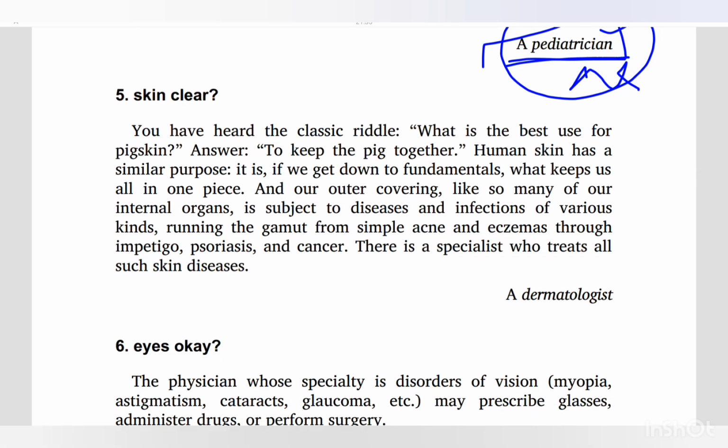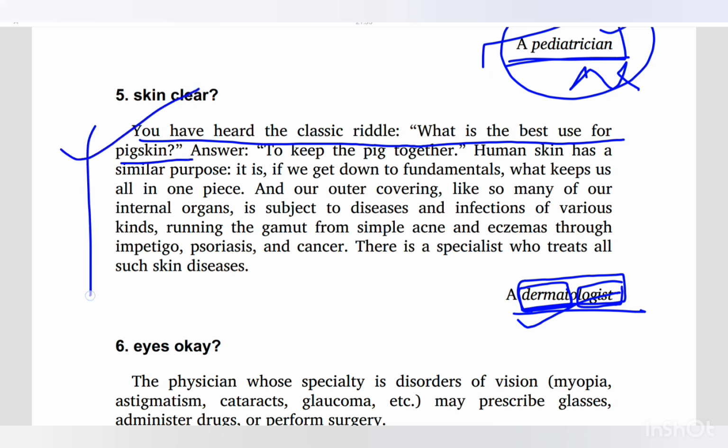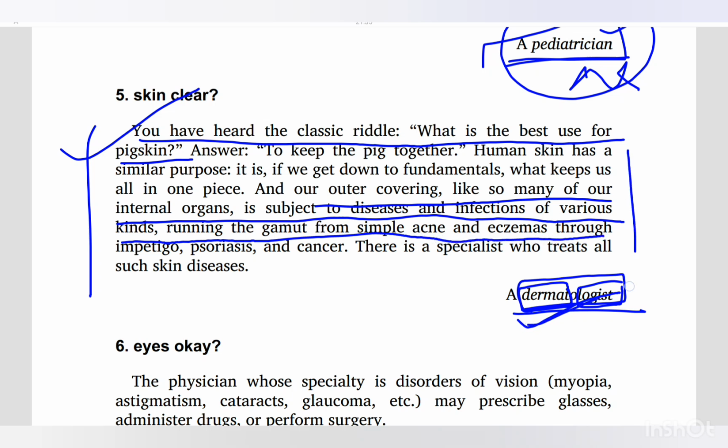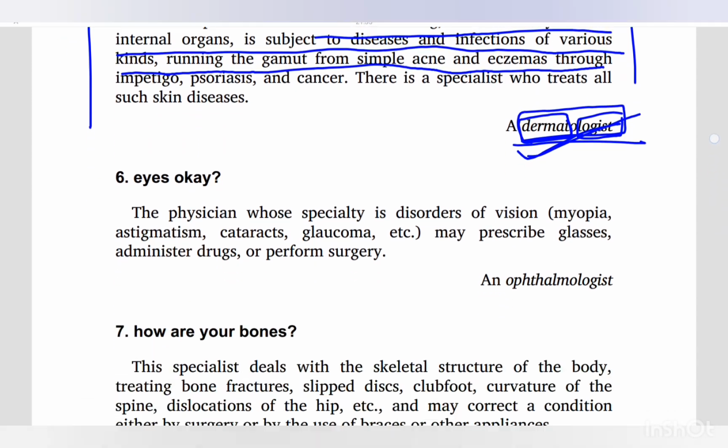Skin clear. If you have a skin-related problem, you consult a dermatologist. You must know derma means skin and logist means specialist. So a skin specialist is a dermatologist. You have heard the classic riddle, what is the best use for pig skin? This is just a joke. You can read all of it if you want. The outer covering, like so many of our internal organs, is subject to diseases and infections of all kinds, running the gamut from simple acne and so on. Basically, you have to understand the keyword: dermatologist is a skin doctor.